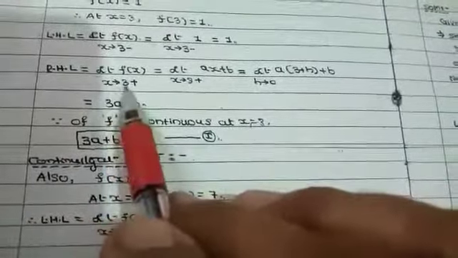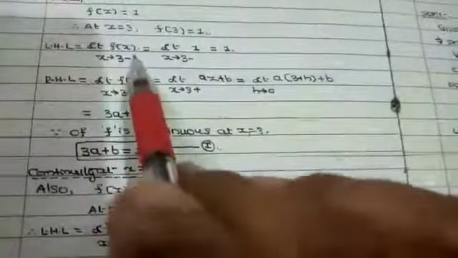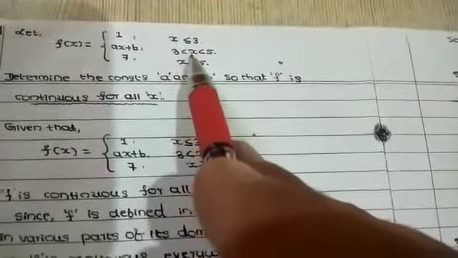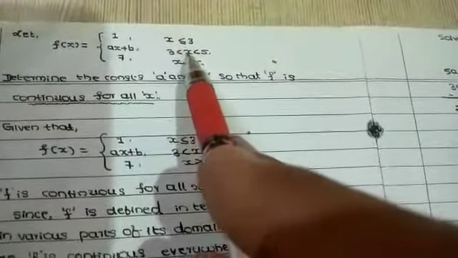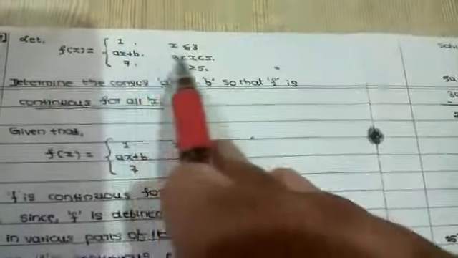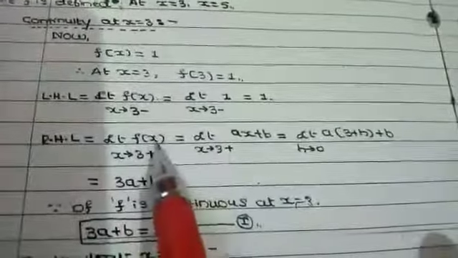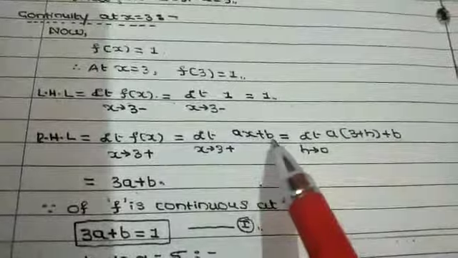For RHL, you have to consider limit of f of x, x tends to 3 plus. For RHL, which value do you have to consider? For x greater than 3. 3 is less than x means x is greater than 3. For this we have to consider this function, that is f of x equals ax plus b. For the RHL, the function should be ax plus b.